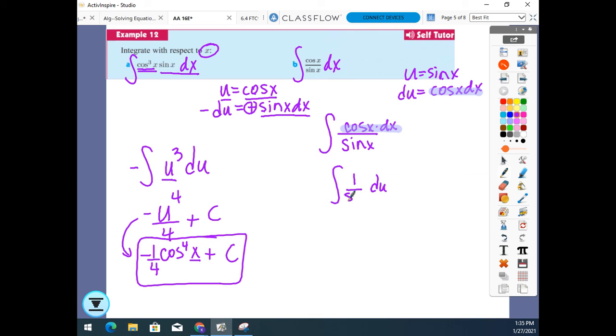Sometimes what you'll see is du over u, but that can be a little confusing. I like to see the du at the end where you see this is the batter. This is the in between, the function you are integrating. All right, so what's the antiderivative of 1 over u is ln u plus c.